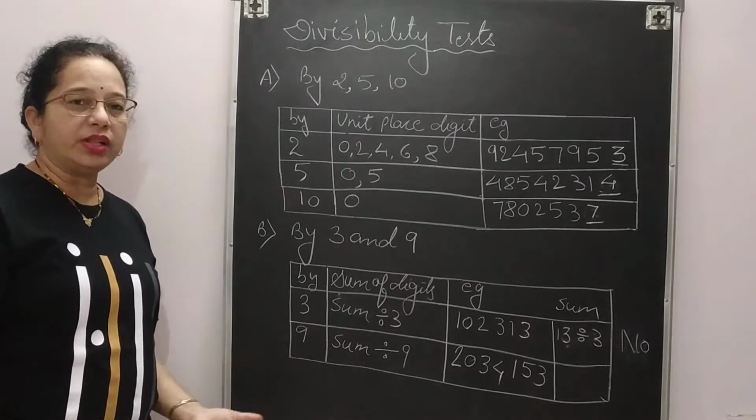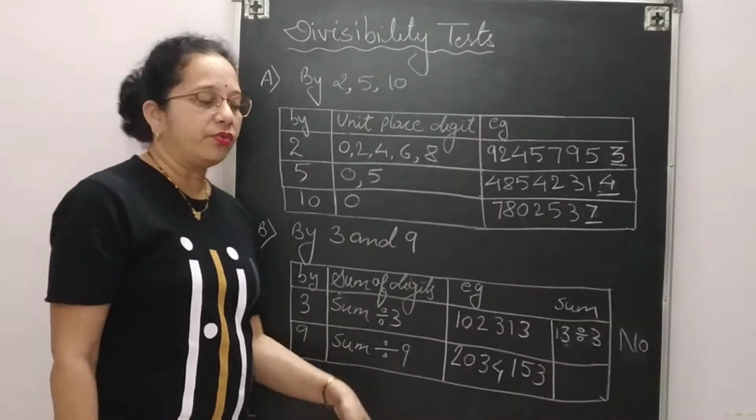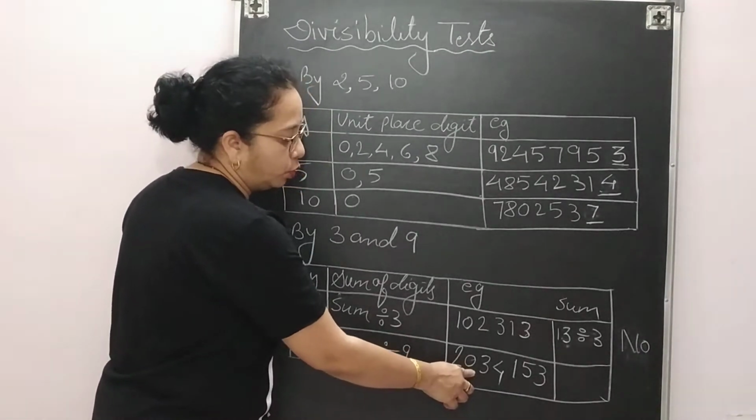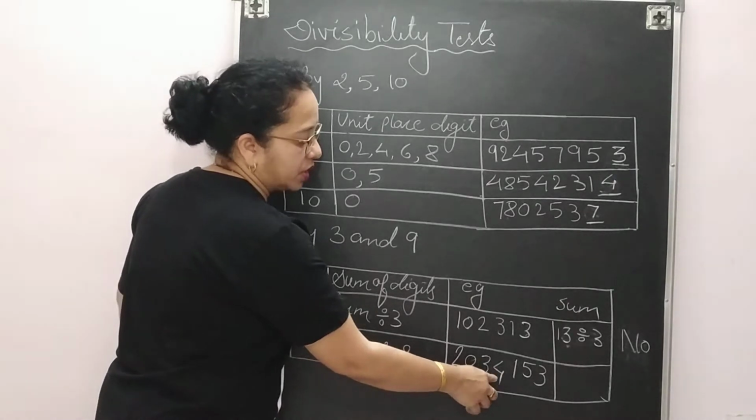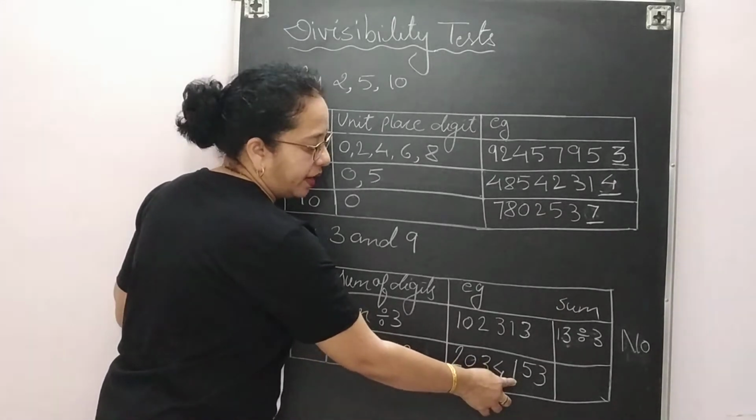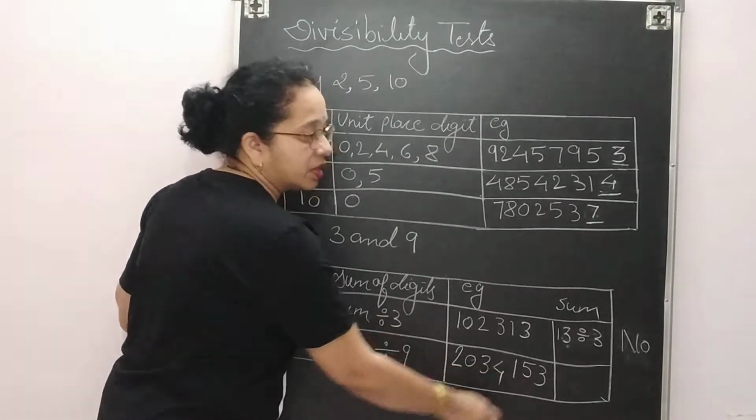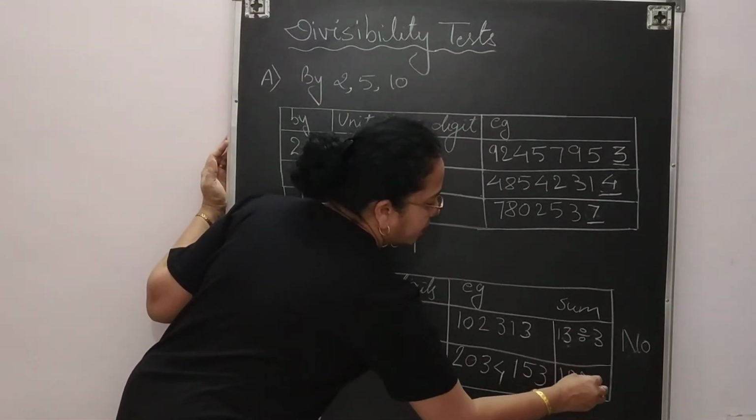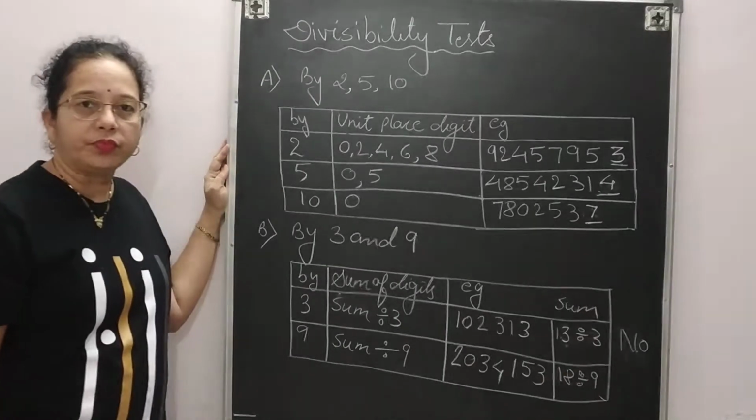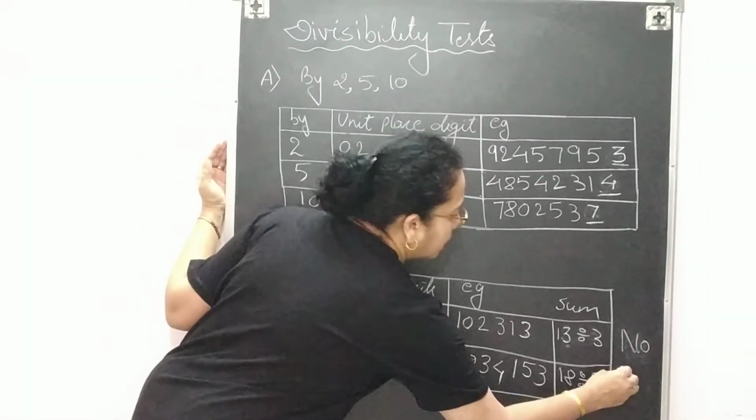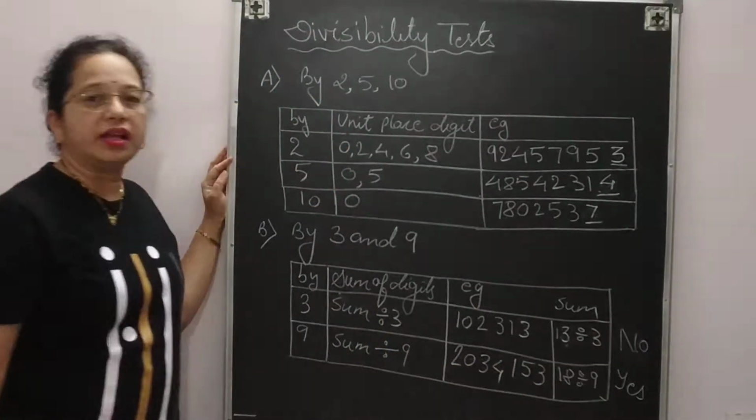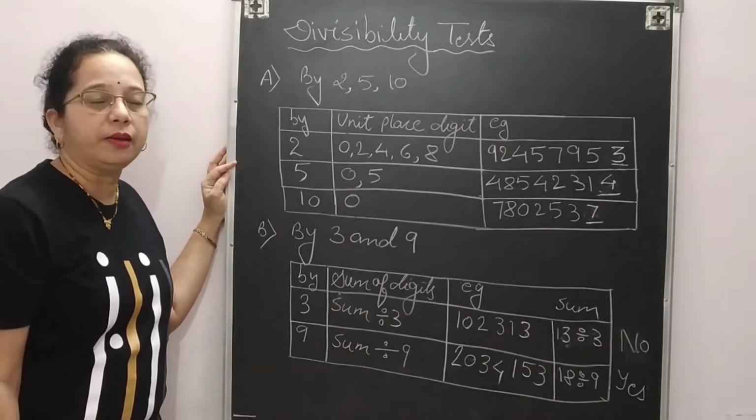Same thing we will do with 9. Example I have already written over here. Just add this. 2 plus 0 will give you 2. Plus 3, 5. Plus 4, 9. Plus 1, 10. Plus 5, 15. Plus 3, 18. So is 18 divisible by 9? Yes, it is divisible. So we can say that yes, the whole given number is divisible by 9.